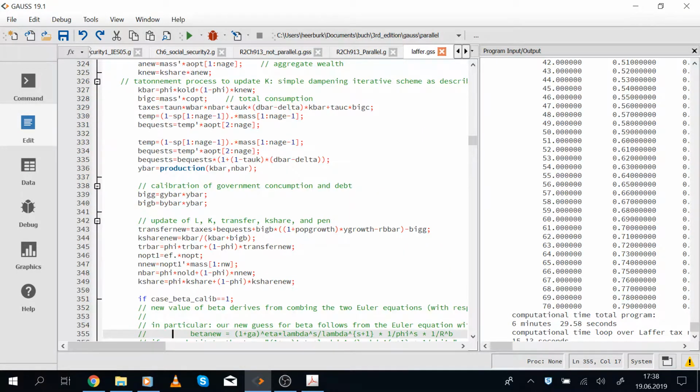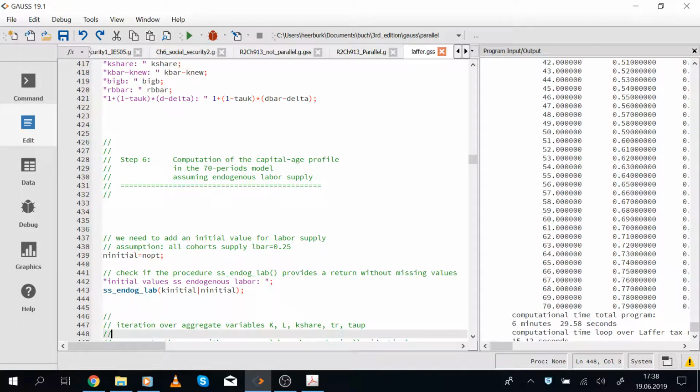In the next step, we add endogenous labor supply, and as an initial guess, we just use the steady state labor supply from the Trabant and Ulich model, which is 0.25. And we will find that this works very well, and we will solve this nonlinear equation problem in the procedure SS and lab, providing the initial value for the age wealth profile and for the labor supply age profile.